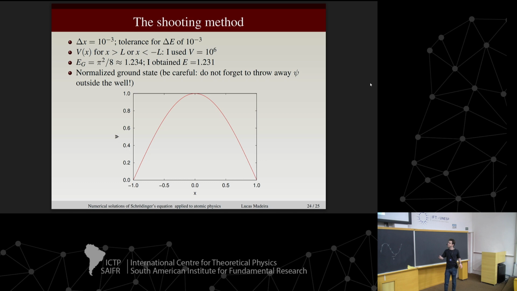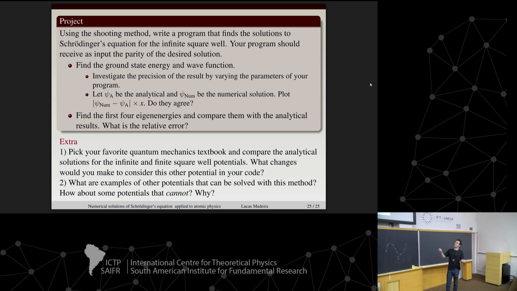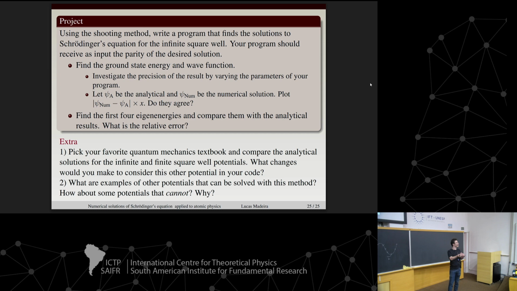And then we get to the project that we are going to start tomorrow, okay? But if you like this, you can go back to the hotel tonight and think about it. You don't have to work, just think about it. And so the idea is, let's write a program using the Schrödinger method that solves the time-independent Schrödinger equation for one particle in 1D with this infinite square well, okay? And your program should receive as input what's the parity of the states that you're looking for, okay?